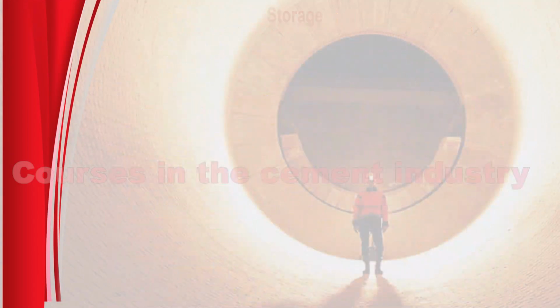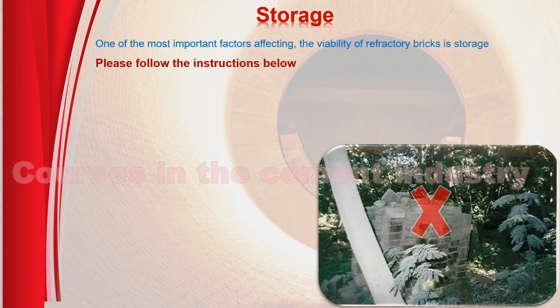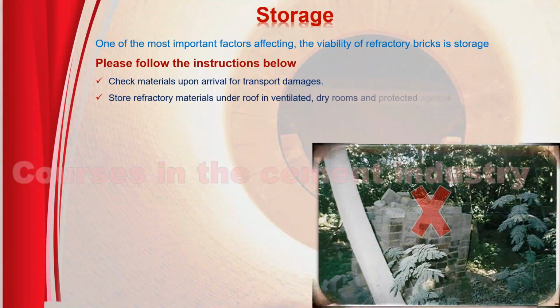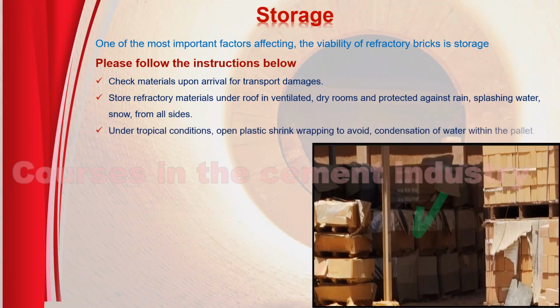The first reason: storage. One of the most important factors affecting the viability of refractory bricks is storage. Please follow the instructions below. 1. Check materials upon arrival for transport damages. 2. Store refractory materials under roof in ventilated, dry rooms, protected against rain, splashing water, and snow from all sides. 3. Under tropical conditions, open plastic shrink wrapping to avoid condensation of water within the pallet.